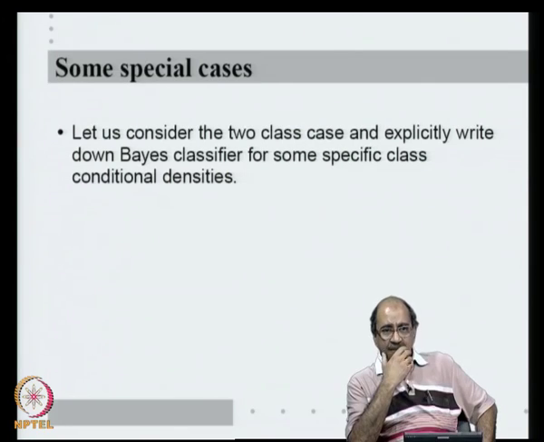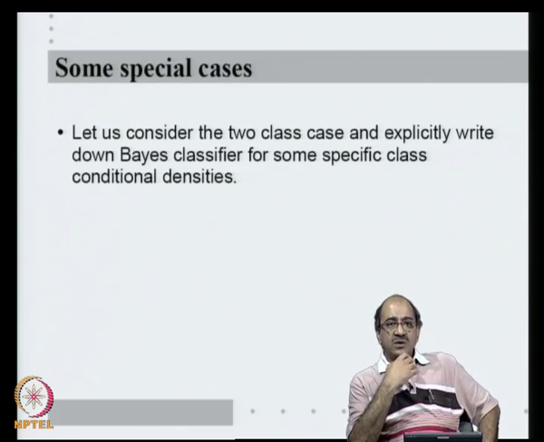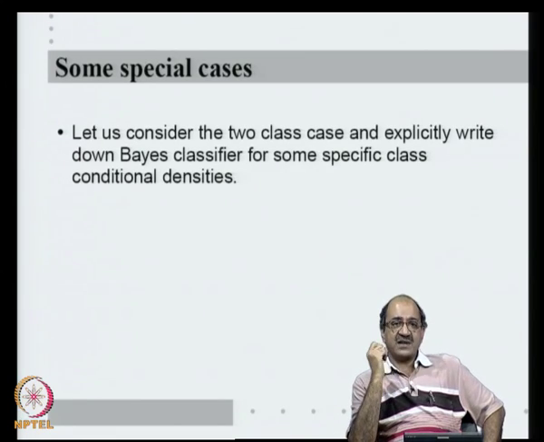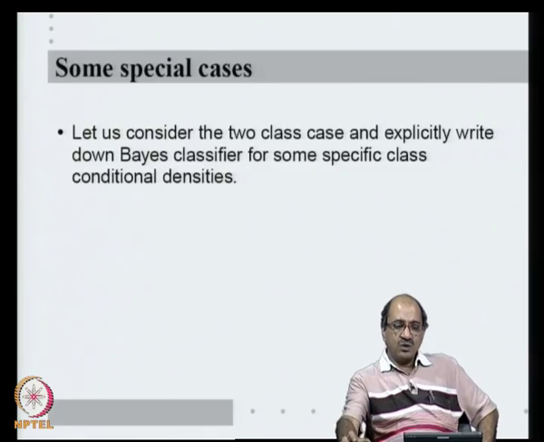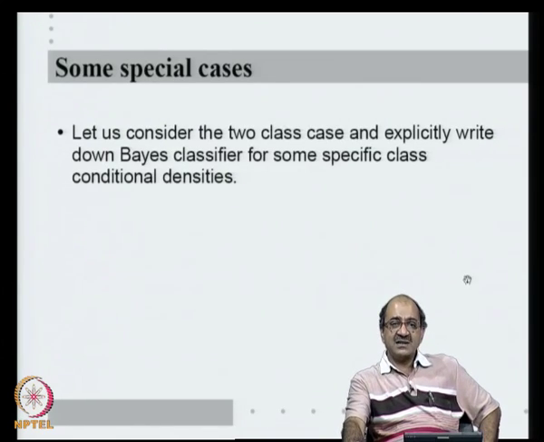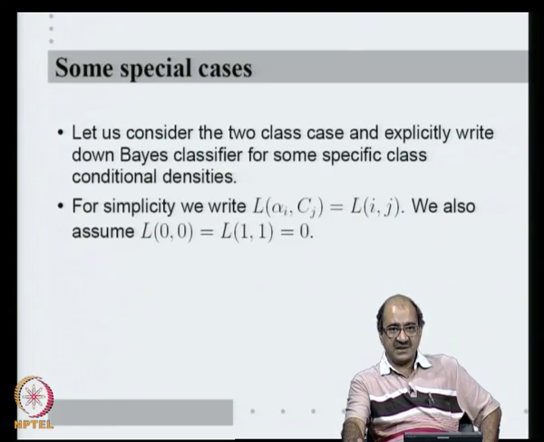Now, what we will do is consider the 2 class case, take some specific class conditional densities and try to look at what the Bayes classifier looks like. That gives us some more insight into how to calculate the Bayes classifier in specific instances.